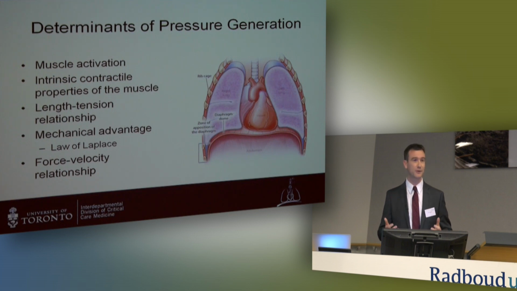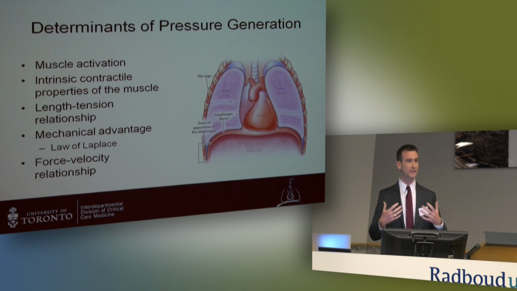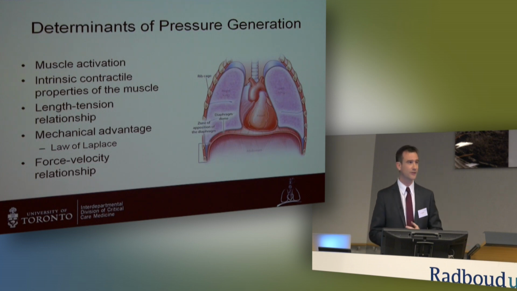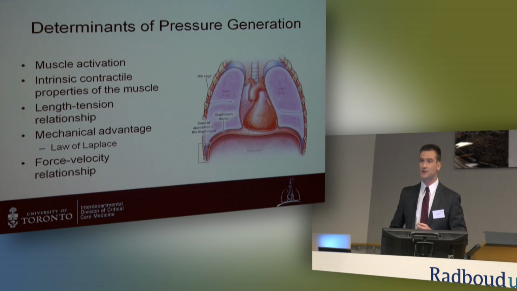It functions by generating pressure through its piston-like action. So we are not only considering length-tension relationship, but also its mechanical advantage, which is governed by the law of Laplace. And then finally, the force-velocity relationship of muscle, which is basically a derivative of the length-tension relationship. The faster the diaphragm contracts, the less pressure it generates for a given level of activation. So all of these factors need to be considered when we're assessing function of these muscles.